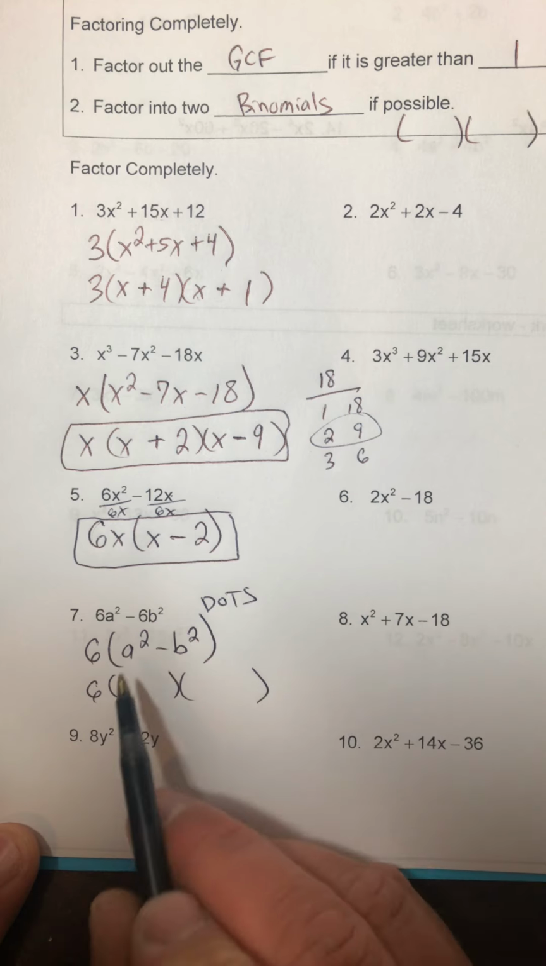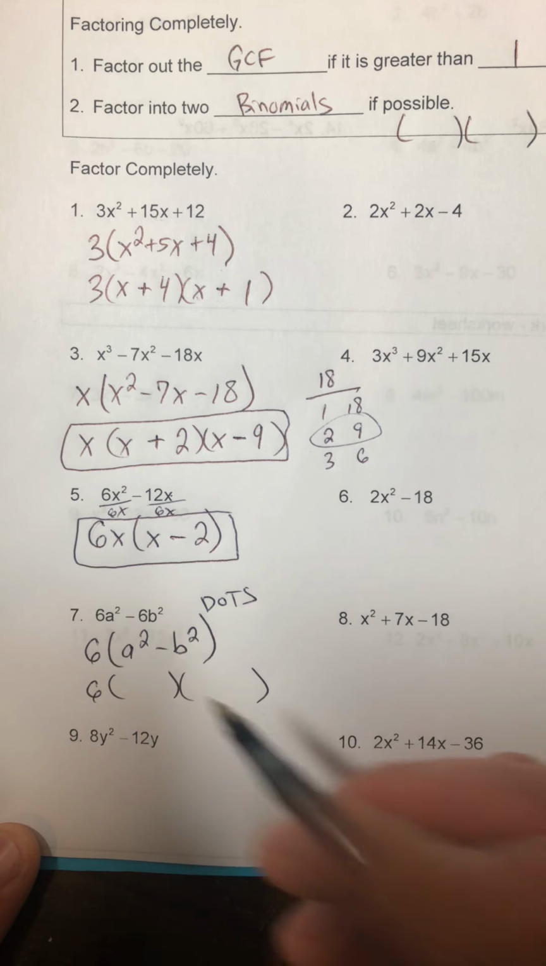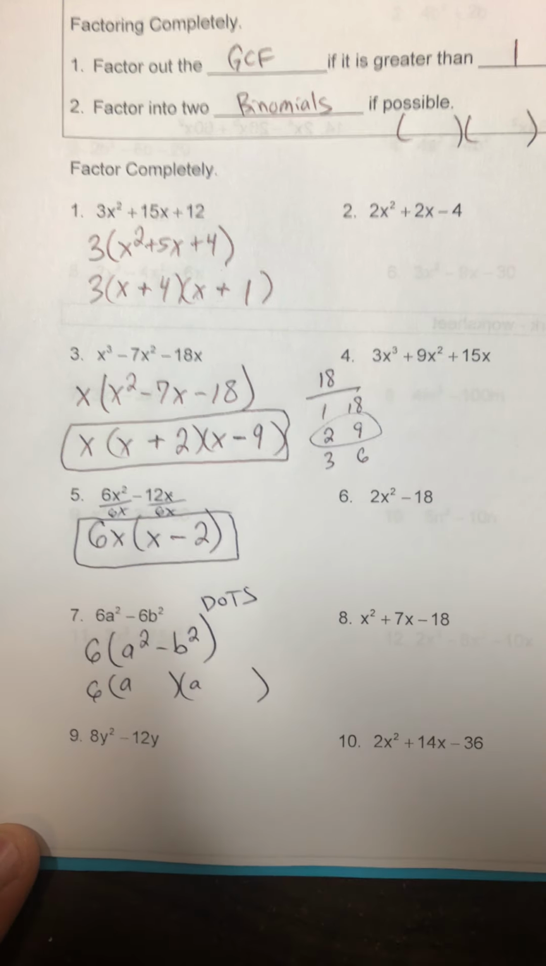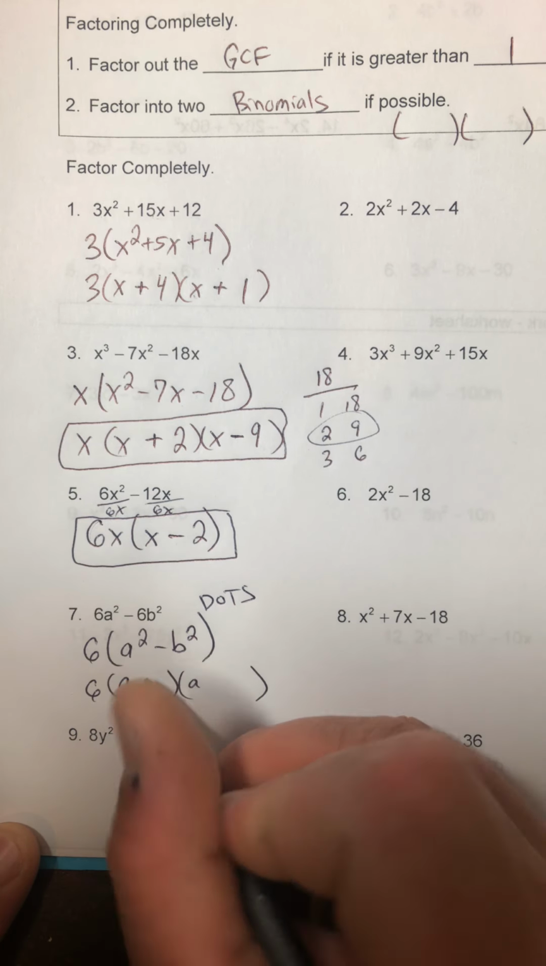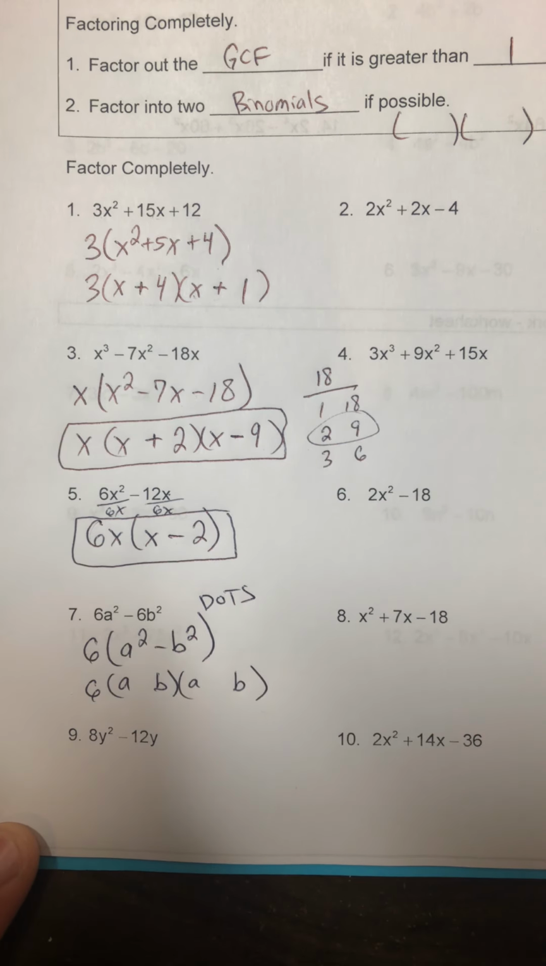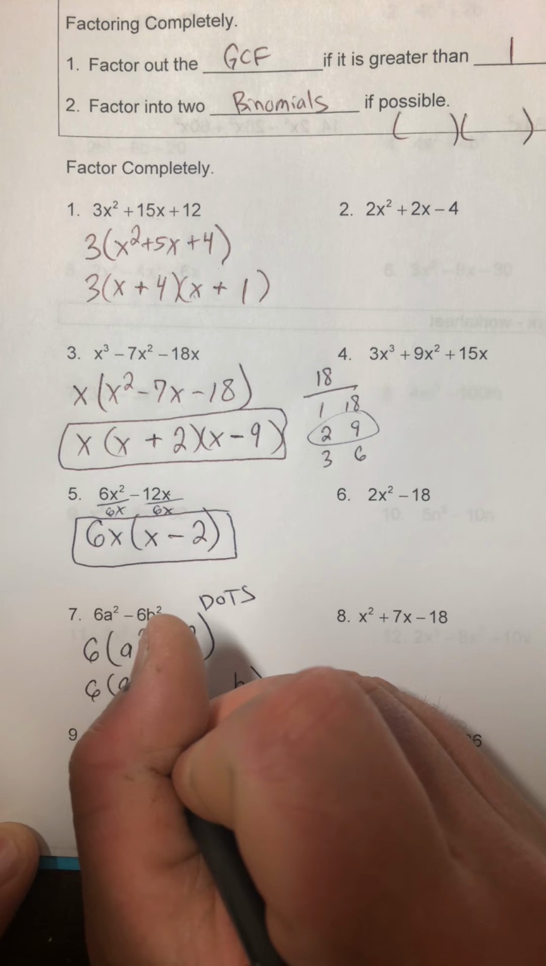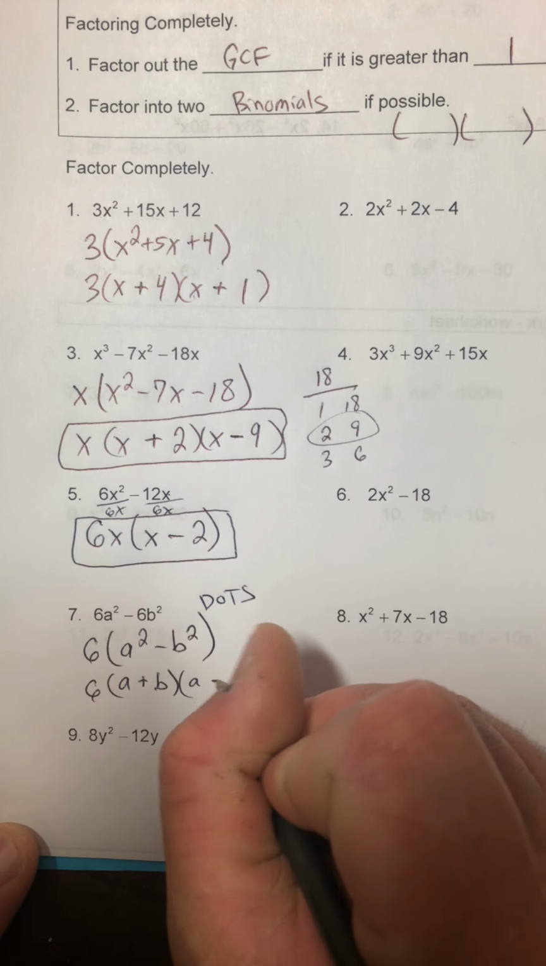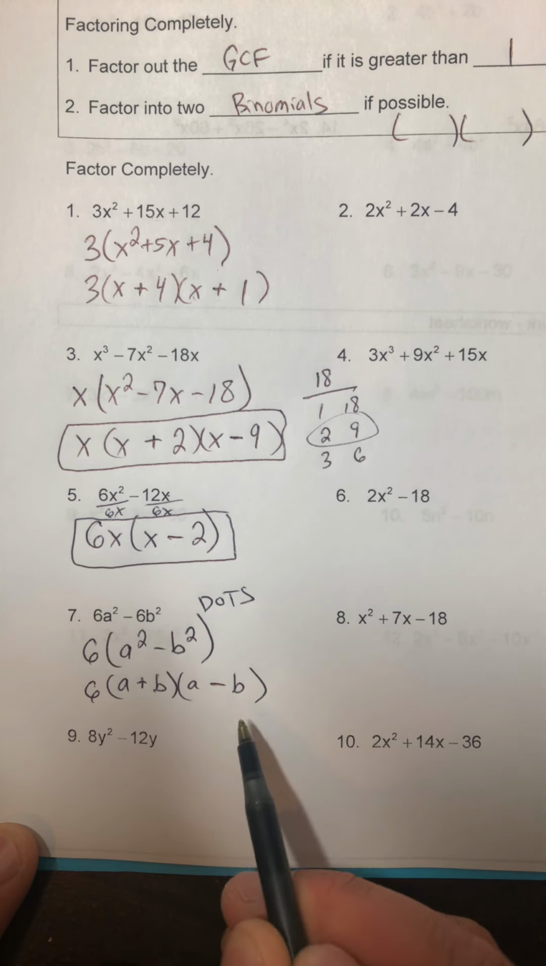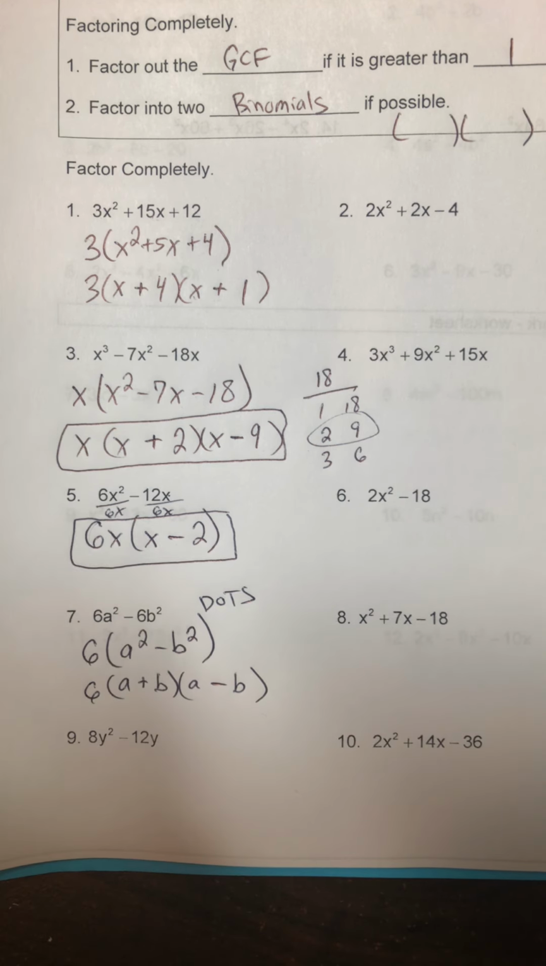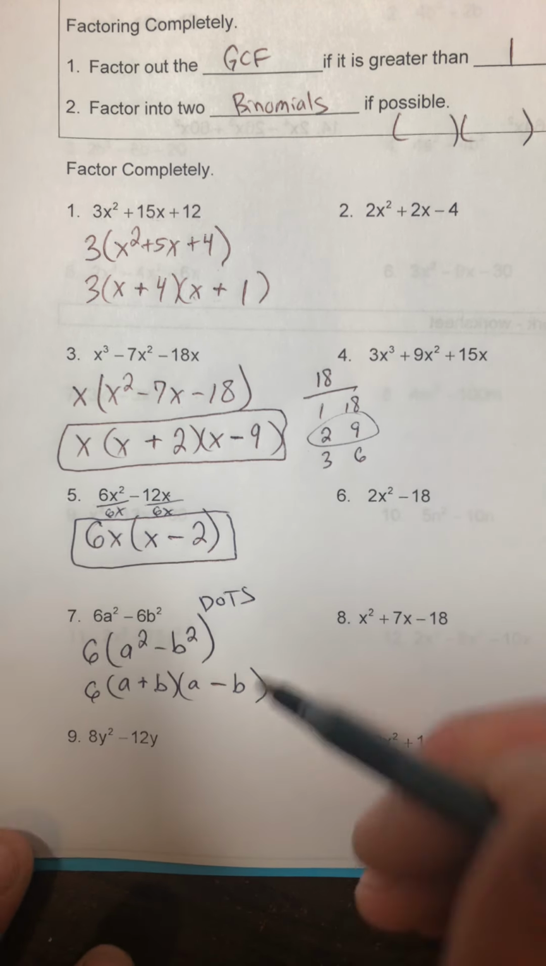That means you almost want to take the square root of each. All right, what times what gives you a squared? That's a times a. What times what gives you b squared? That's going to be b times b. And when we did this, one's always plus, one's always minus. That way those middle terms cancel out and gives you back that binomial. All right, that was a little bit trickier.